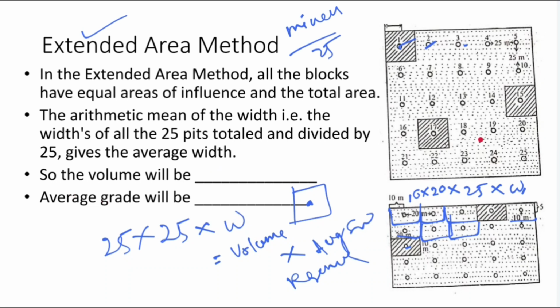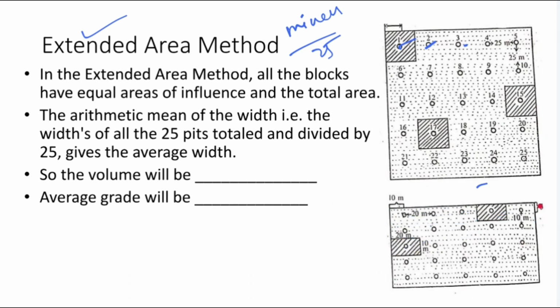For the extended area method, for taking the average grade, you have to multiply each grade and divide by the total volume. One master formula, but you have to define the area and the average grade. So we are going to the previous year question of 2022-23.